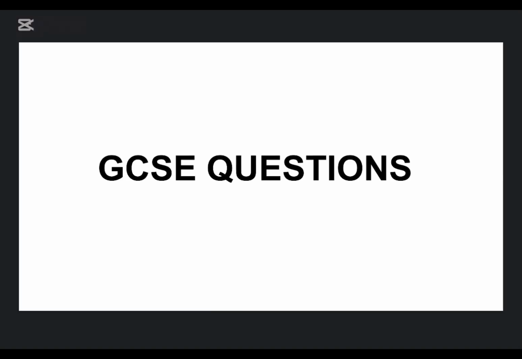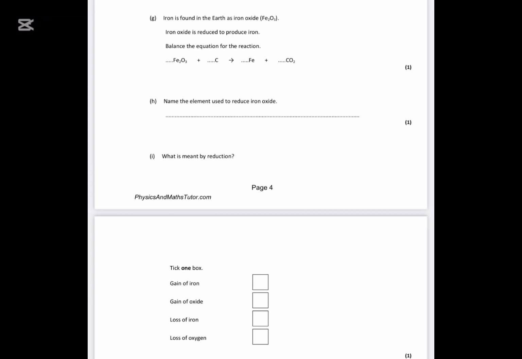Now let's start. The question on our list is: iron is found in the earth as iron oxide. Iron oxide is reduced to produce iron. Balance the equation for the reaction. To balance this equation is very easy. You have to add 2 at the front of Fe2O3. Then in the case of carbon, you just add 3. At the product side, you add 4 in front of iron, and for the carbon dioxide you add 3 at the front. That way you balance the equation.